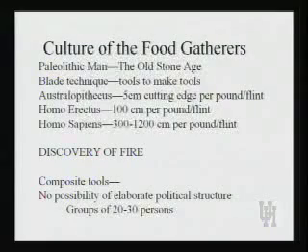Australopithecus had 5 centimeters of cutting edge per pound of flint. Homo erectus had 100 centimeters per pound of flint, and Homo sapiens had 300 to 1,200 centimeters of cutting edge per pound of flint. They developed composite tools. There was no possibility of elaborate political structures. They lived in groups of 20 to 30 people.